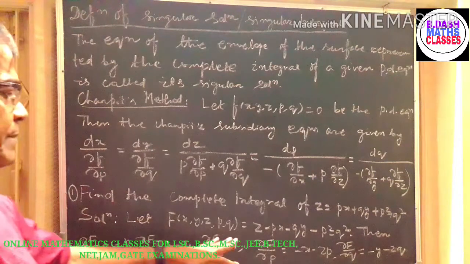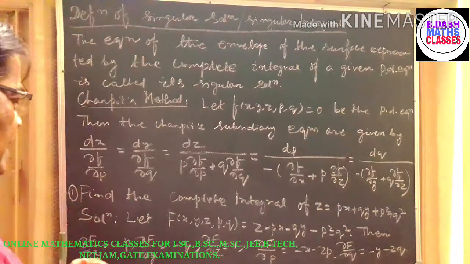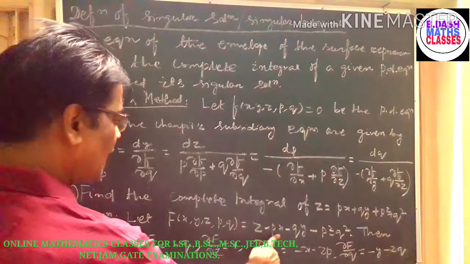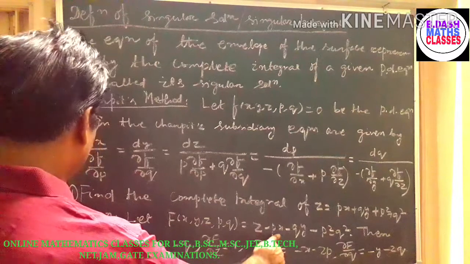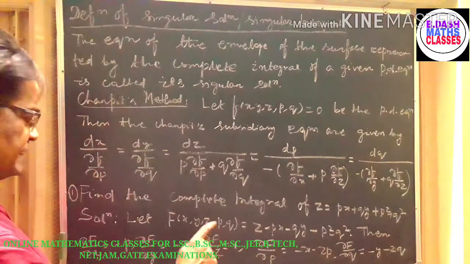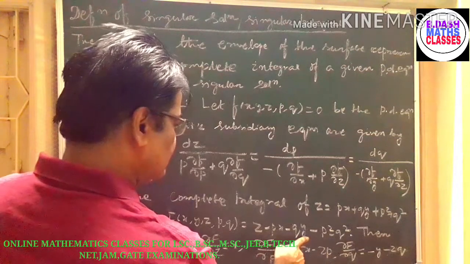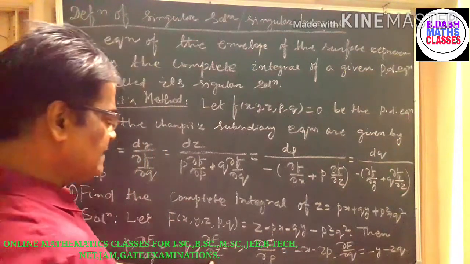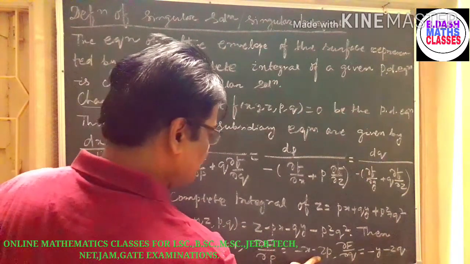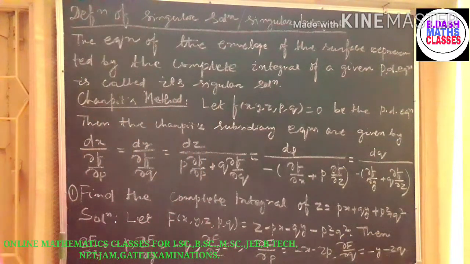Solution: let f of x, y, z, p, q is equal to z minus px minus qy minus p square minus q square. Then the partial derivative del f by del x will be minus p, because there is only a single term containing x. Del f by del y is minus q, only one single term y is here. Del f by del z is equal to 1. Similarly, del f by del p is equal to minus x minus 2p. Del f by del q is equal to minus y minus 2q.